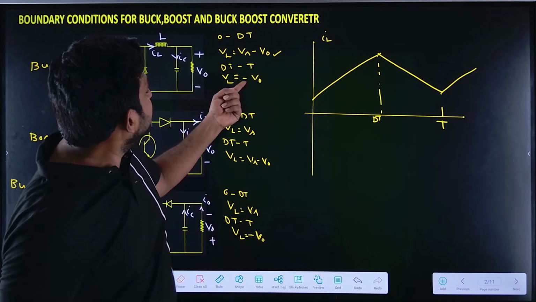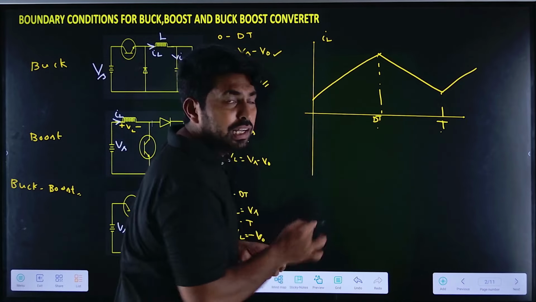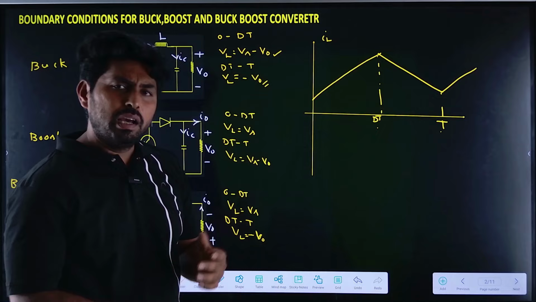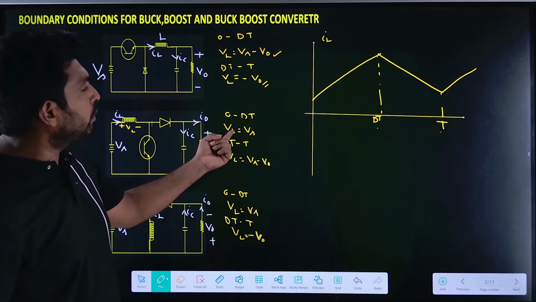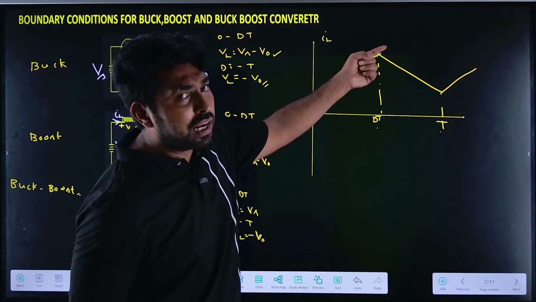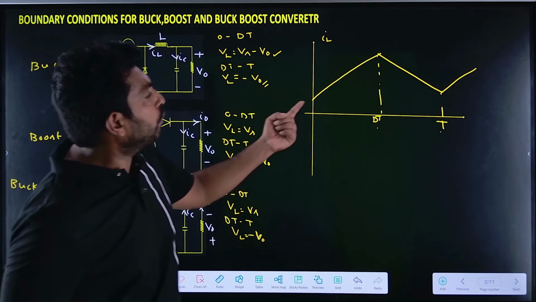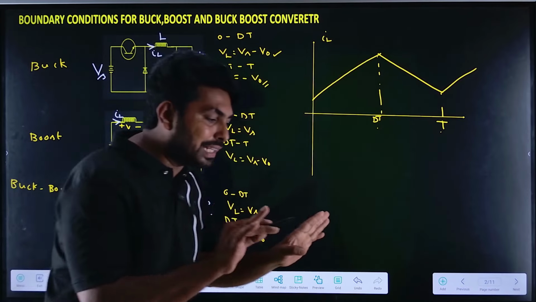What is the slope from dT to T? The slope will be negative, with a slope of minus V0 by L. In a similar manner, all these conditions can be derived. If it is a boost converter, the slopes are Vs by L and Vs minus V0 by L. In case of the buck boost converter, the slopes are Vs by L and minus V0 by L. This is how we can draw the IL waveform.